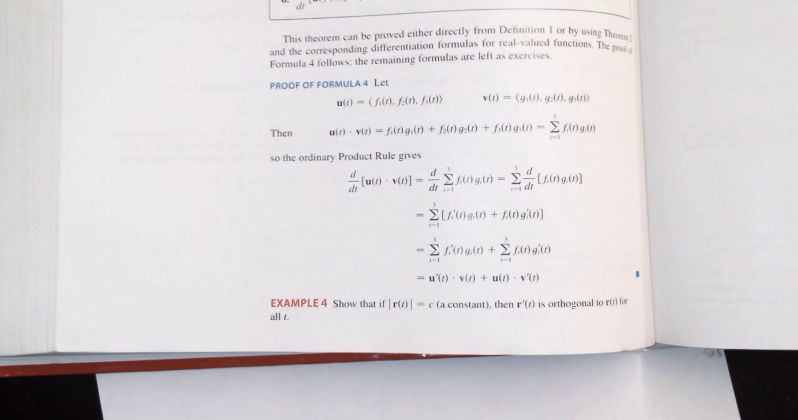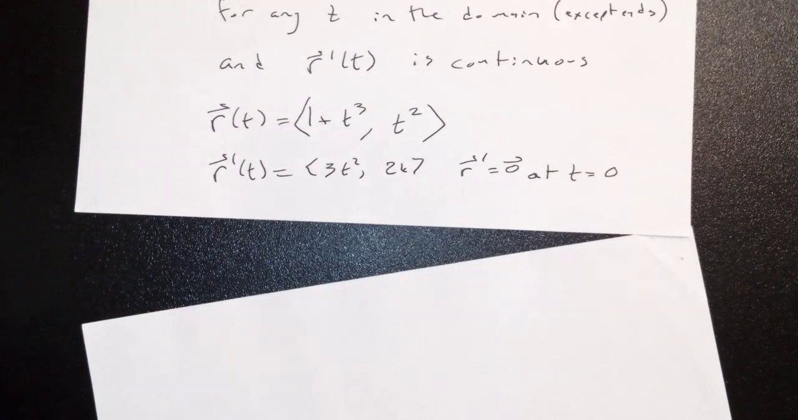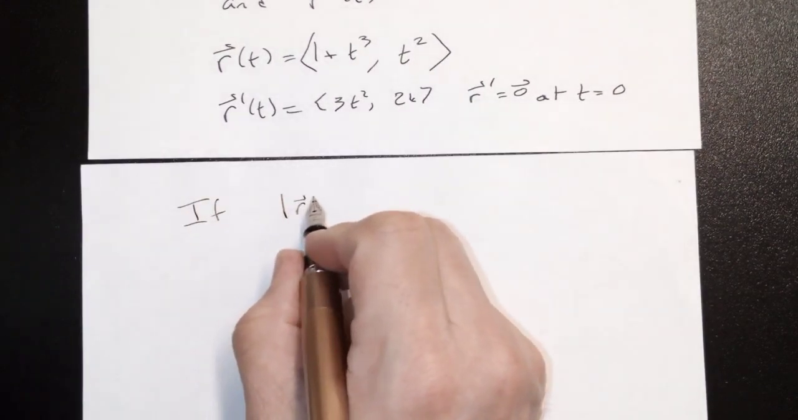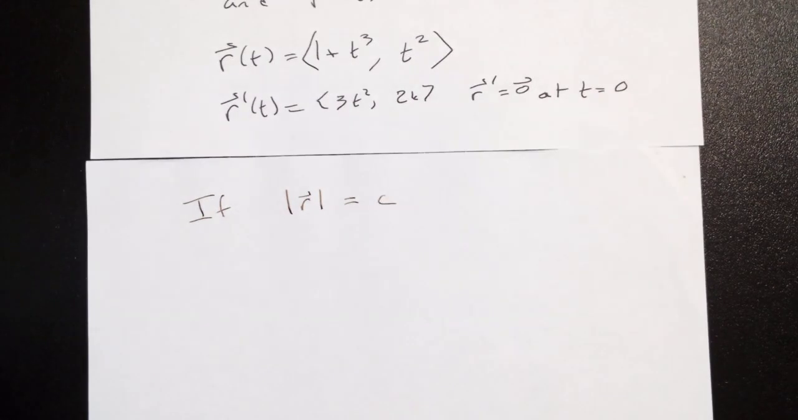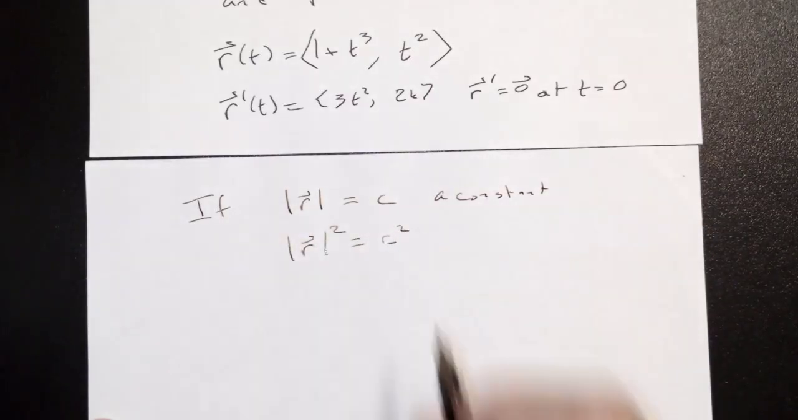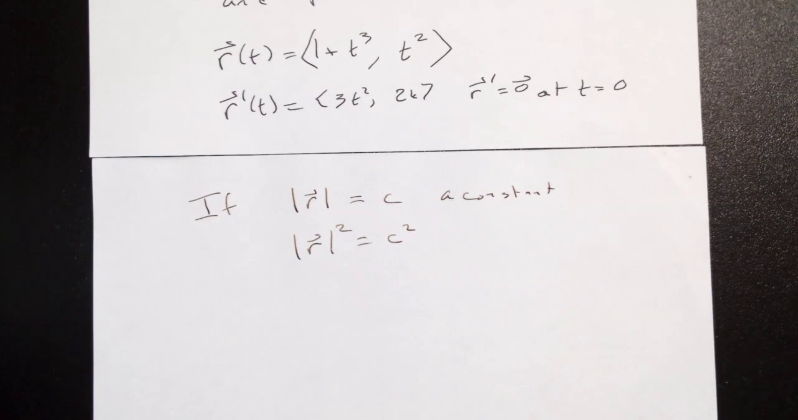Always. Why would that be true? If the length of R is a constant, then I also know that the length squared is a constant. That's not hard, just square both sides, right? But by definition, the length of a vector squared is the dot product of that vector with itself.